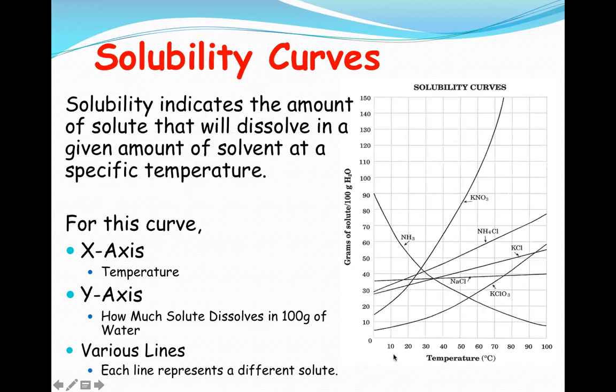So we can see that it usually goes 10, 20, 30, 40, and so on. That's degrees Celsius. The y-axis is how much solute dissolves in 100 grams of water. Okay, so it's always grams of solute per 100 grams of water. And then the various lines are the different substances. So here's the one for potassium nitrate, ammonium chloride, potassium chloride, sodium chloride, potassium chlorate, and ammonia. Each one is going to have its own unique line, so you have to make sure that you have the correct line when you are looking at a specific substance.